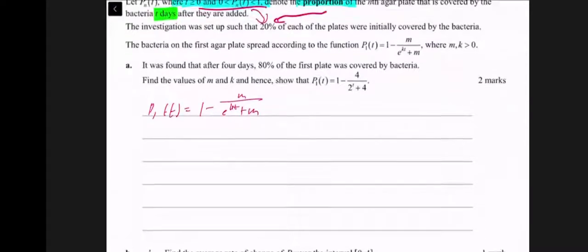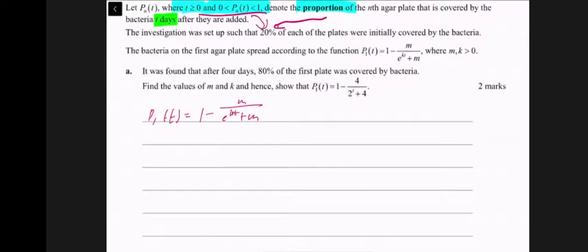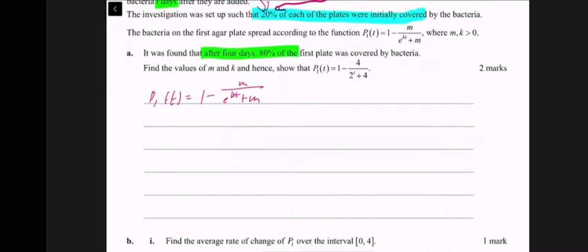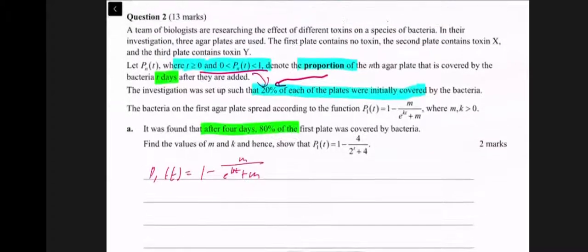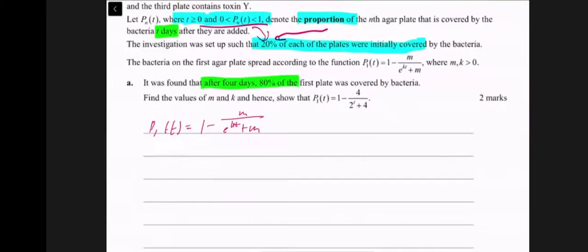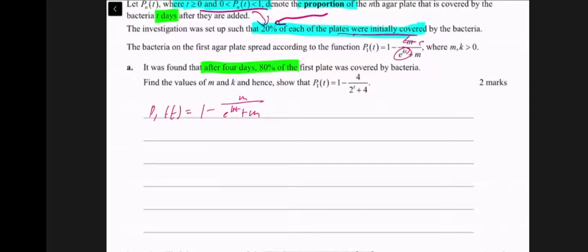So the two things that we know are that initially they're 20% covered, and then the other thing is that after 4 days they're 80% covered. So we're going to be doing kind of not really simultaneous equations, because you'll see that if you put in initially covered, then t is 0. And if t is 0 in here, then k is 0 as well. So then you're just dealing with m. So that would be a good place to start if you notice that.